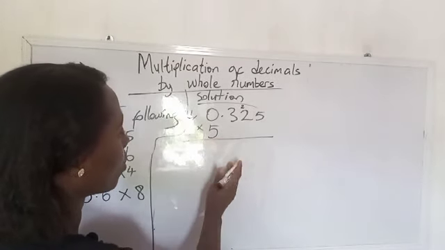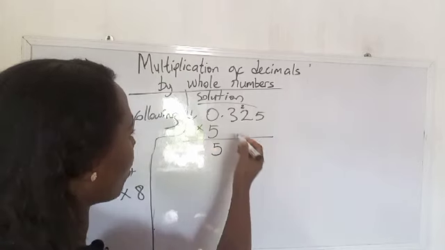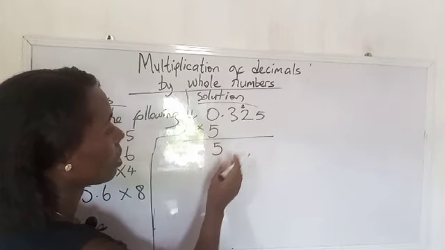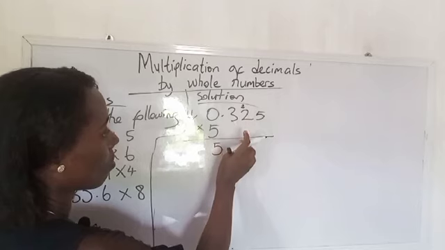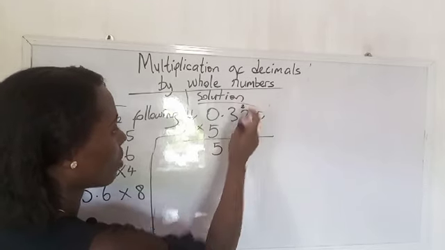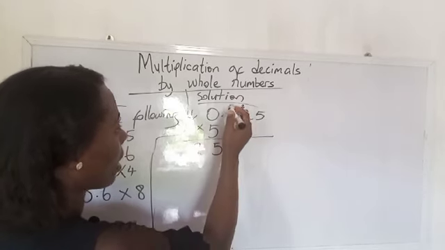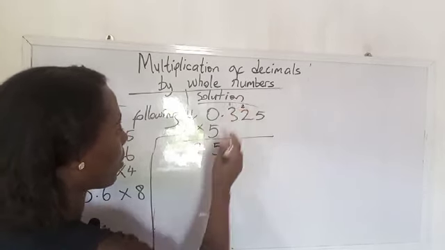Alright, so 5 times 5 is 25. I put 5 and I carry 2. 5 times 2 is what? 10. 10 plus my 2, that makes it 12. Put down 2 and I carry over 1. 5 times 3 is what? 15 plus 1, 16. Put down 6, I carry 1.